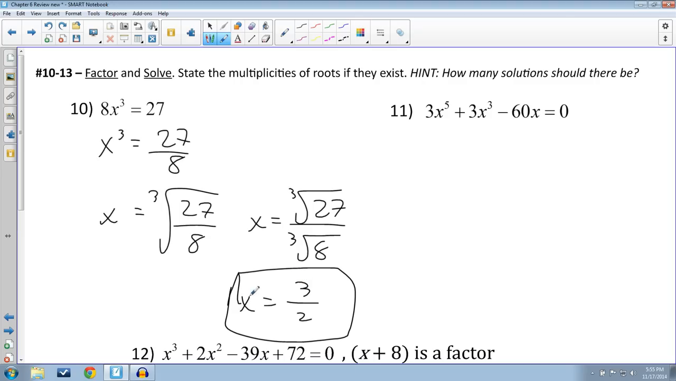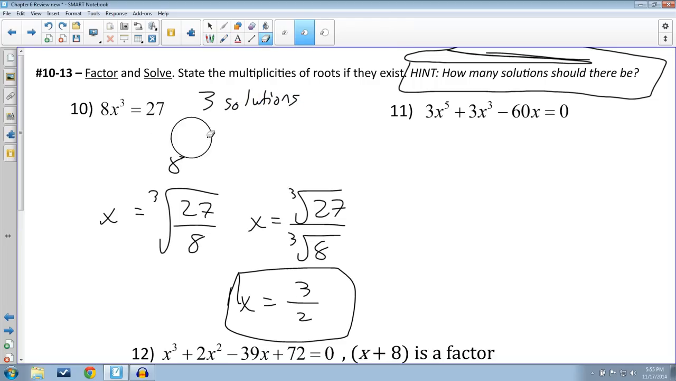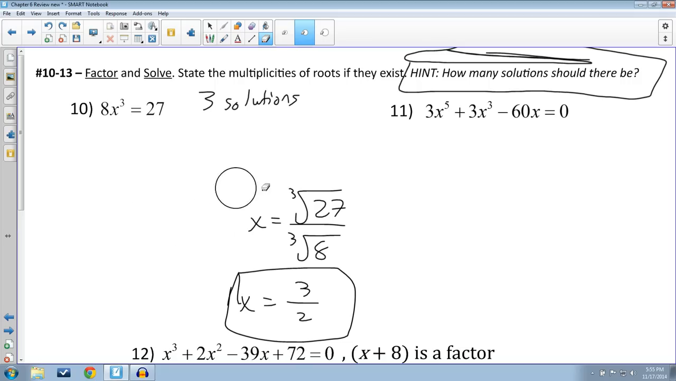Second thing is, look, there's nothing wrong with this answer. This is a correct answer. In fact, it's the only real root. That's the thing about imaginaries, is they're not always accounted for. This is a cubic. Hint, how many solutions should there be? I'm expecting 3 solutions, or 3 roots, or whatever. This is 1. I didn't get all 3. This is an improper way of going about this problem.